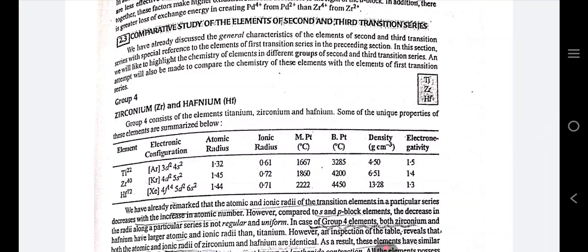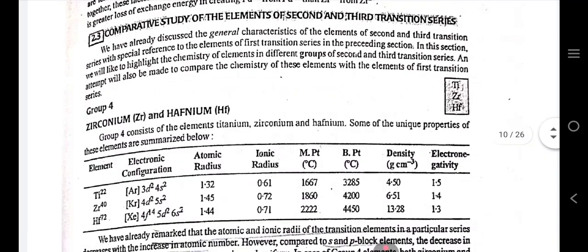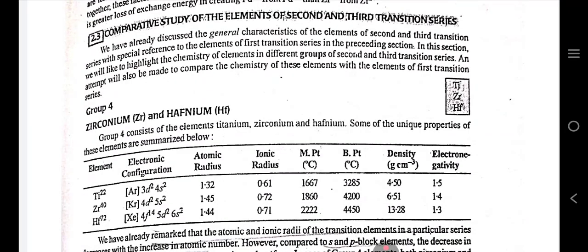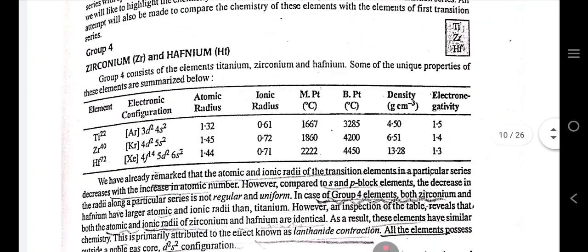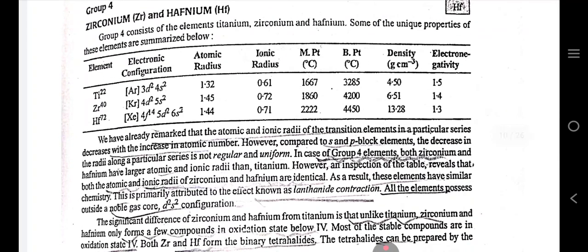Comparative study of the elements of second and third transition series. We have already discussed the general characteristics of the elements of second and third transition series with special reference to the elements of first transition series in the preceding section. In this section, we will highlight the chemistry of elements in different groups of second and third transition series. An attempt will also be made to compare the chemistry of these elements with the elements of first transition series. Group 4 consists of the elements titanium, zirconium and hafnium. Some of the unique properties of these elements are summarized below.